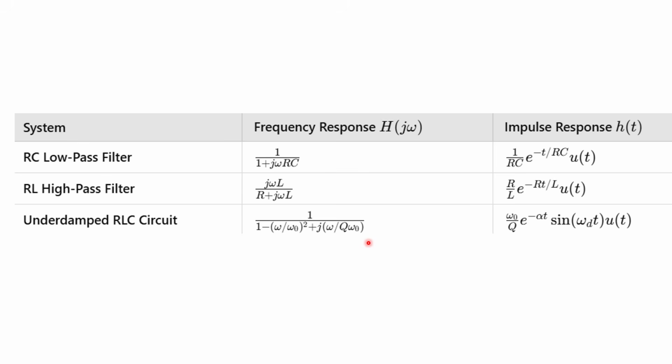Okay, so here are the final responses. These are the transfer functions for the RC low pass filter, high pass filter, and underdamped RLC filter. And here is the impulse response. These are the outputs if you give the input as an impulse function, right? Just convert back from the frequency domain using the inverse Fourier transform. If you convert this function using the inverse Fourier transform, it will be this, and likewise, right? So these are the final outputs of the impulse response for these filters.